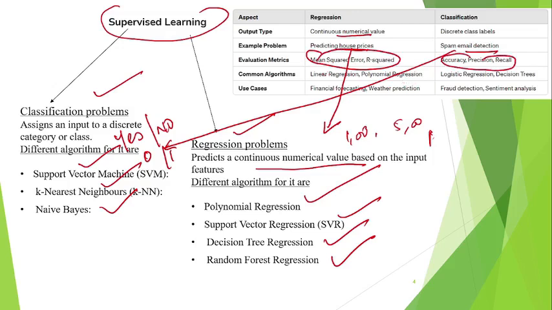Common algorithms: linear regression, polynomial regression, logistic regression, decision tree. Applications: financial forecast, weather prediction. Yes, what are the continuous values? What will be the financial forecast? What will be the gain you are going to get?